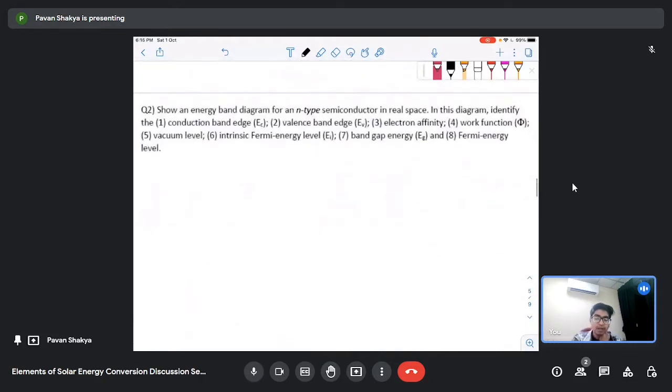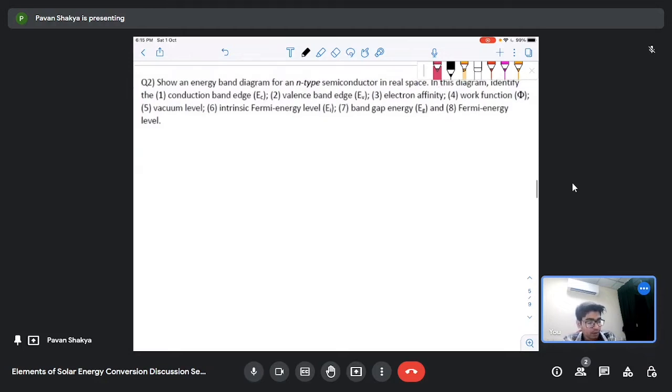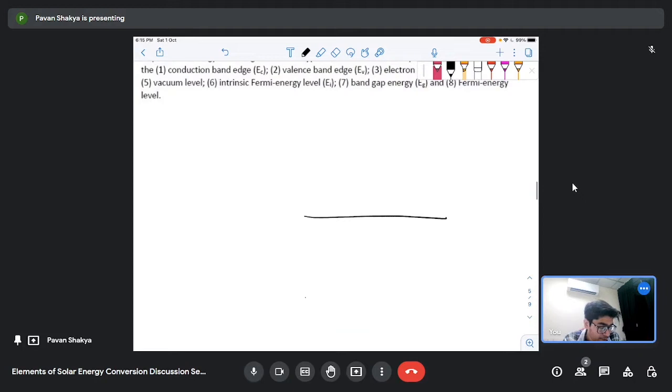So in the second problem, it has been asked to show an energy band diagram for an n-type semiconductor in real space. In this diagram, identify the conduction band edge, valence band edge, electron affinity, work function, vacuum level, intrinsic Fermi energy level, band gap energy, and the Fermi energy level. Okay. So first let me draw the band diagram.